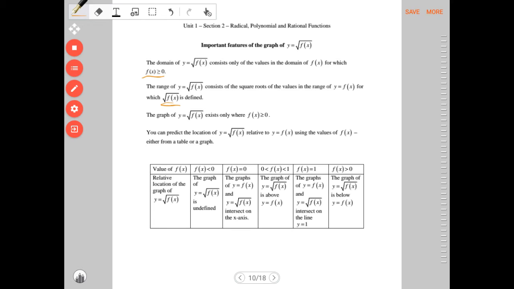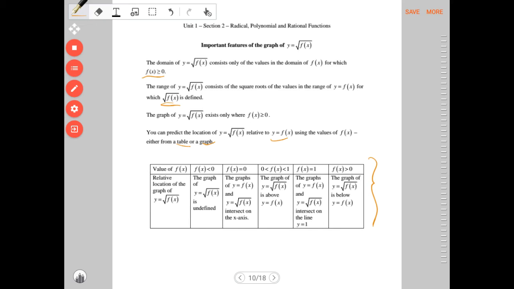Remember, we can't square root negatives. That's so important for this. The graph of y equals root f of x exists only when f of x is bigger than 0. And you can predict the location of y equals root f of x relative to f of x using either a table or a graph. This little table shows that relative position, higher or lower.